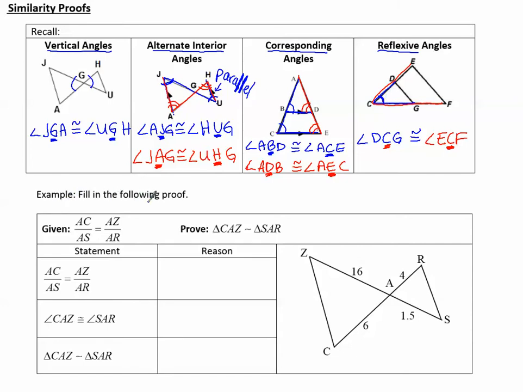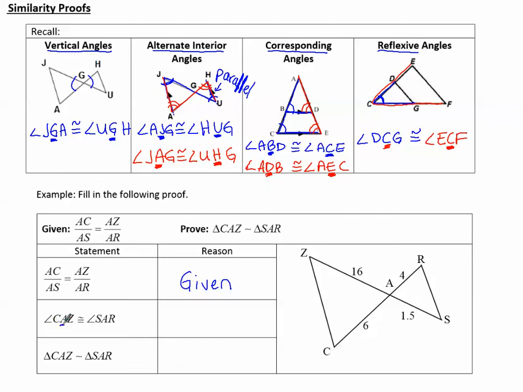Example, fill in the following proof. Notice that the statements are already listed. We need to fill in the reasons. We're given these sides are proportional. We're trying to prove that these triangles are similar given this picture. Notice this statement is the same as what's given, so of course the reason is given.